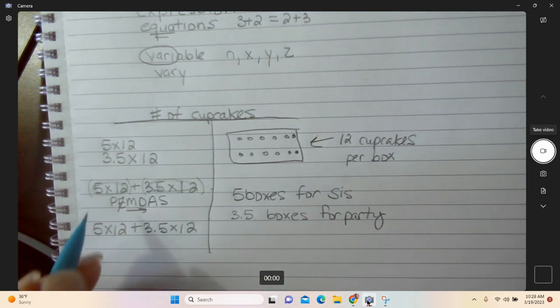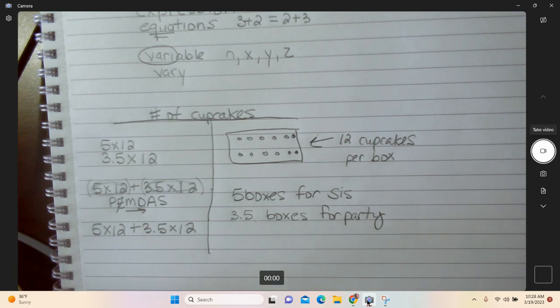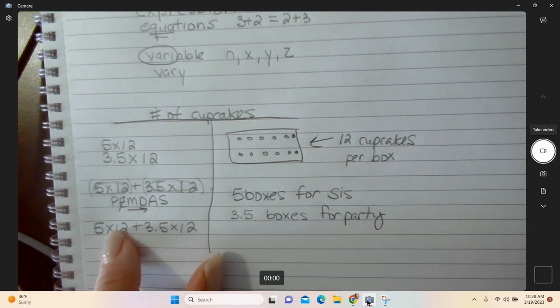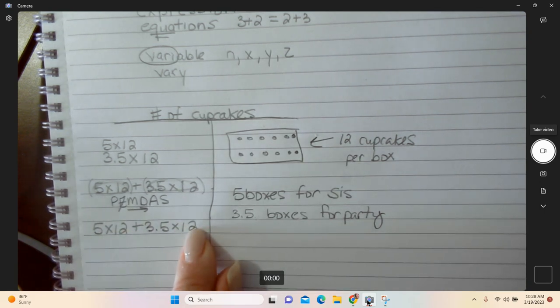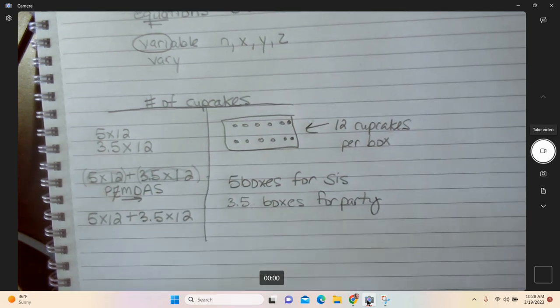Now, if you throw in the parentheses, it won't be wrong. You just don't need them. So either way would, I think, be okay. But again, using PEMDAS, you would multiply both of these sides, and then you would come back and add. So you just don't need them because PEMDAS tells you what to do first anyway.